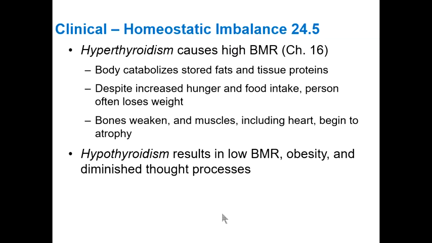And someone producing too much thyroxine would have hyperthyroidism. That just makes sense. Hyper means excessive thyroid hormone, and a high basal metabolic rate. And as we've seen in the past, your body starts breaking down fats and breaking down proteins in your tissues. So even though you're hungry all the time and eating a lot, you'd still lose weight with hyperthyroidism. Breaking down proteins in bones can weaken them, and in muscles, including the heart, tissue can begin to atrophy because of the demands to metabolize.